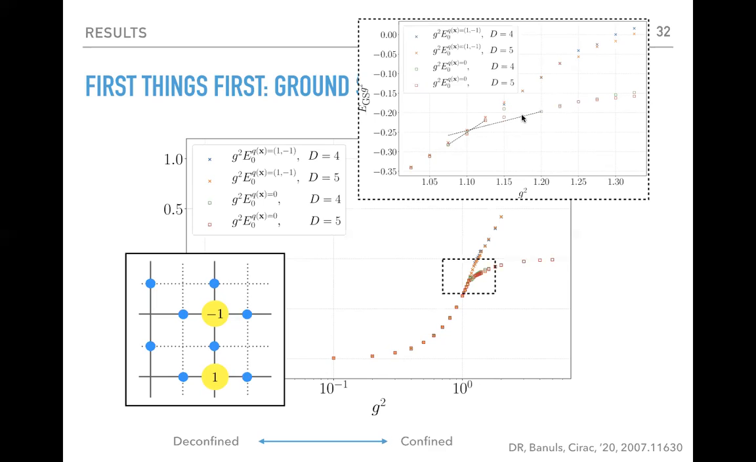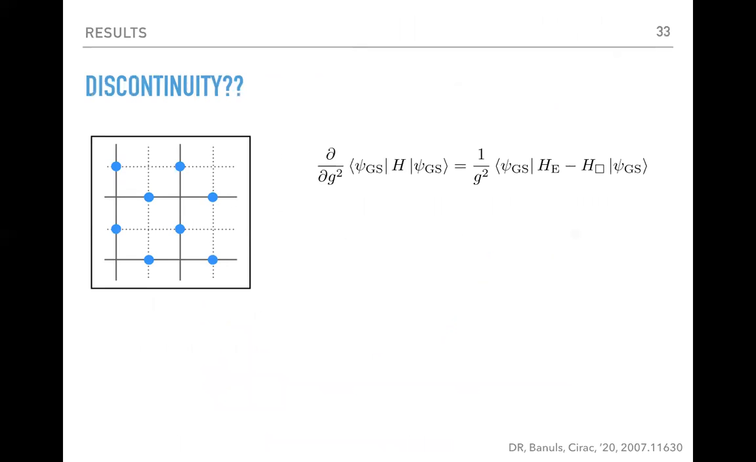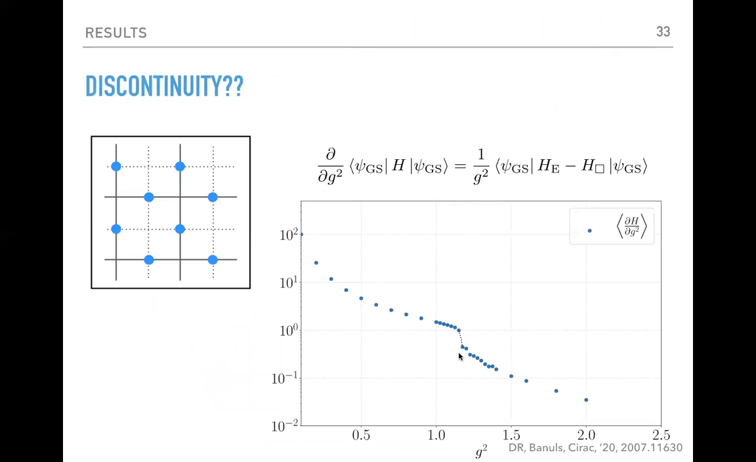So if we follow this line and we follow this line, we see that they don't match. The slope of these two lines do not match. And we could further investigate that by calculating explicitly the derivative. And we saw a jump basically at some value of g squared, which was a clear indication that there was something going on there. And it is known that the Z3 model in 2 space dimensions has a first order phase transition. And so we were able to see that, which was very nice.